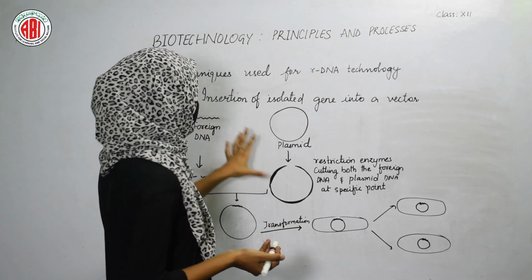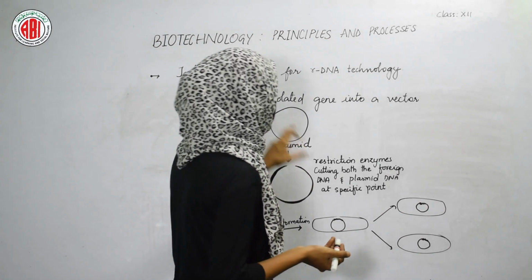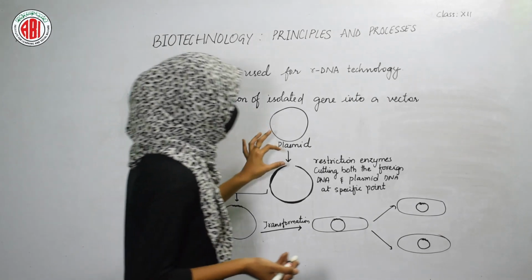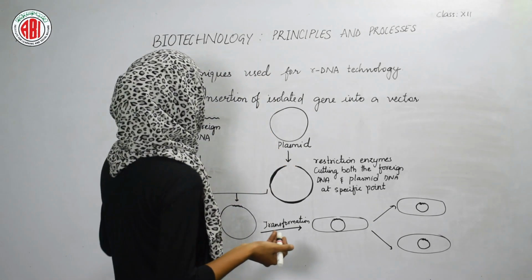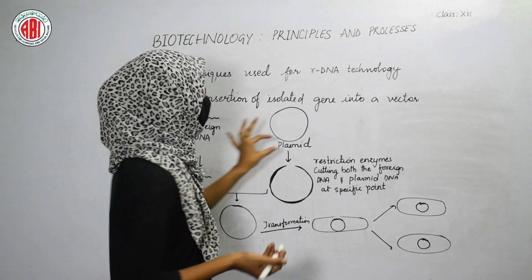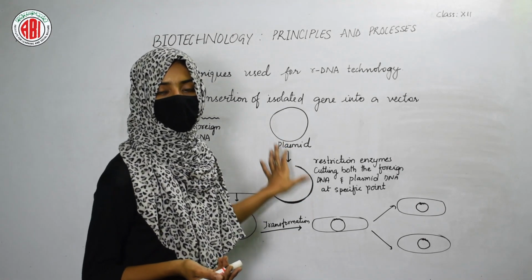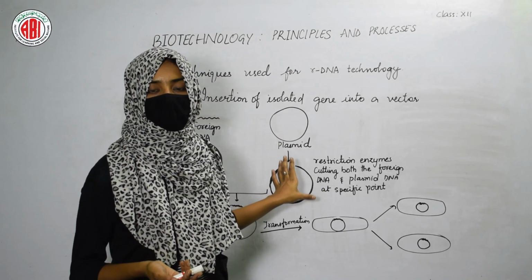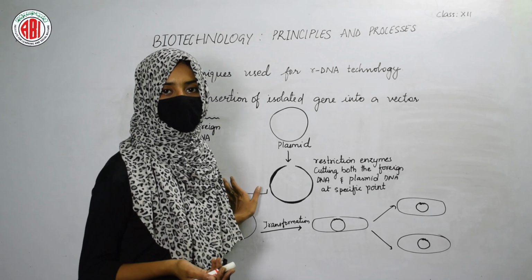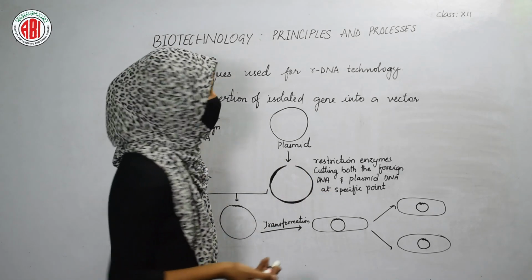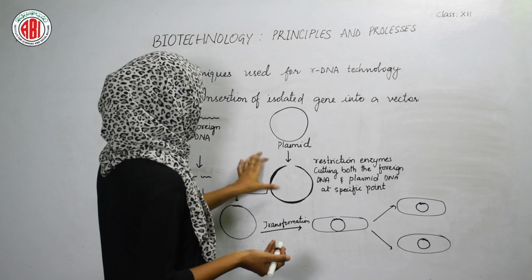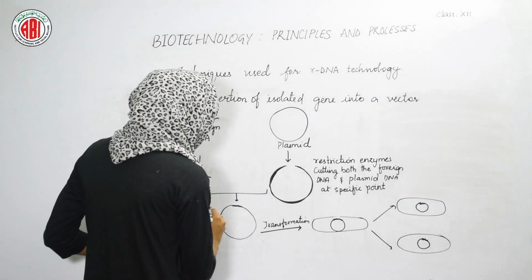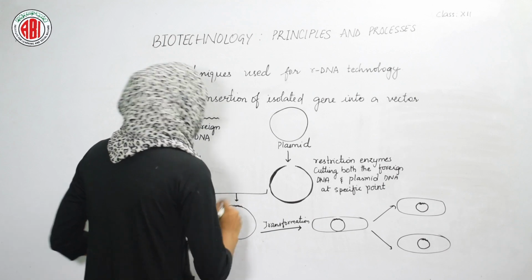The first thing is the restriction enzymes. These are the enzymes that cut both the foreign DNA and the plasmid DNA at specific points. After cutting the foreign DNA and the DNA of the plasmid, or the vector, at specific points, one specific enzyme called ligase helps in attaching this foreign DNA to the vector DNA. After the attachment of the foreign DNA to the vector DNA, now we have our DNA. This DNA is called chimeric DNA or rDNA.